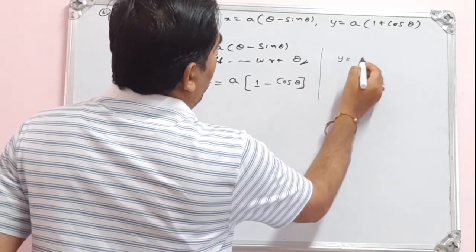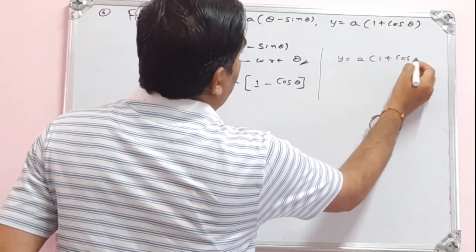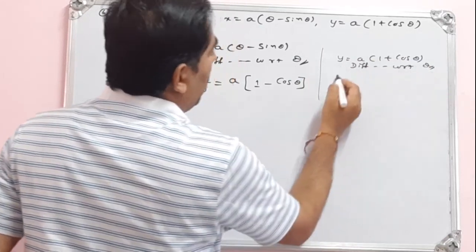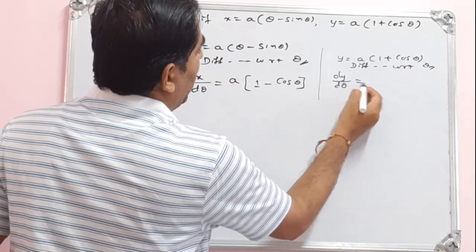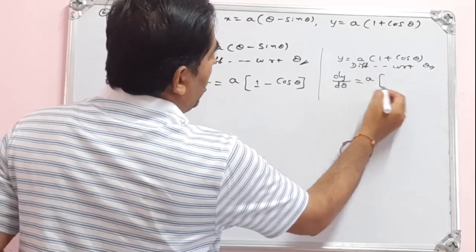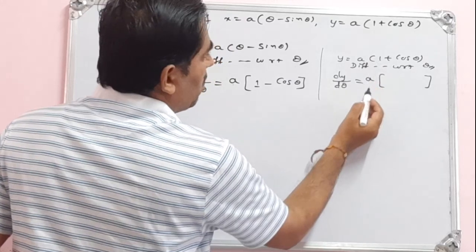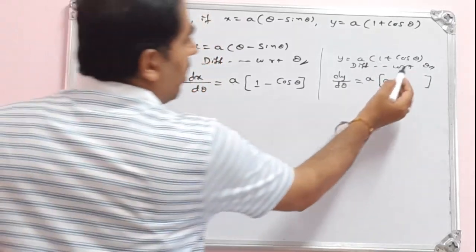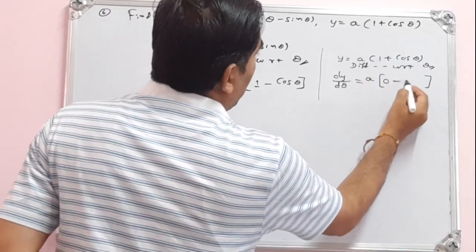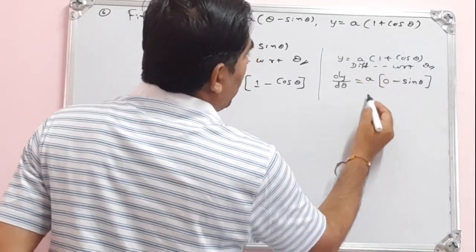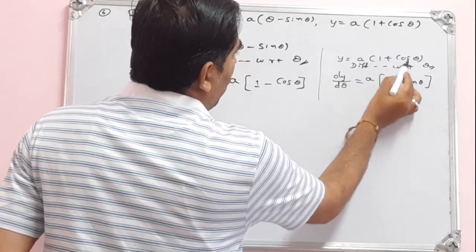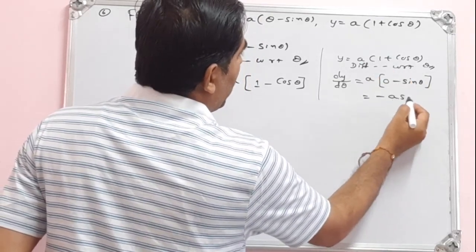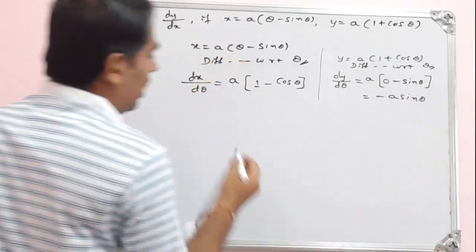Next, y is equal to a into 1 plus cos theta is given. Once again you differentiate with respect to theta. So we'll get dy by d theta. This a I will write as it is. The derivative of 1 with respect to theta, the constant, is 0. The derivative of cos theta is minus sin theta. Because plus is there, 0 minus sin theta is minus sin theta. So overall I can write it as minus a sin theta.